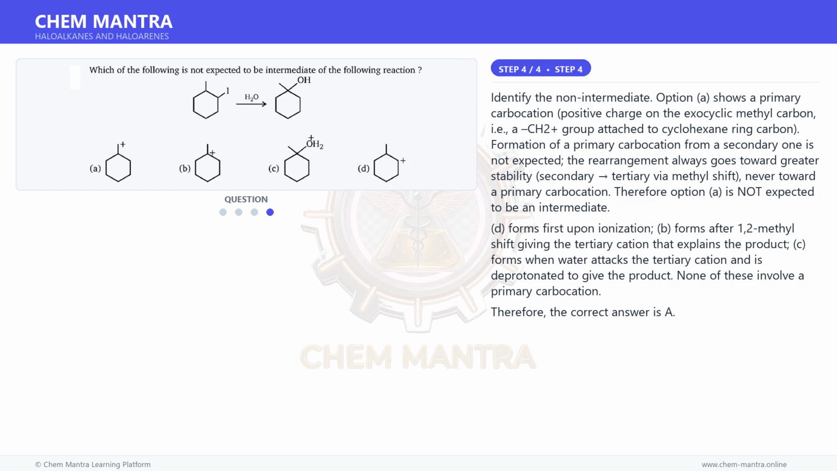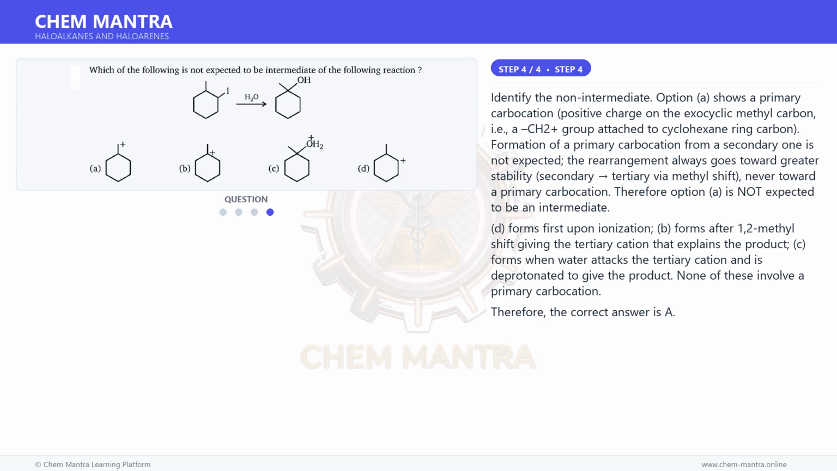Option A shows a primary carbocation, positive charge on the exocyclic methyl carbon, i.e., a CH2+ group attached to a cyclohexane ring carbon. Formation of a primary carbocation from a secondary one is not expected. The rearrangement always goes toward greater stability, secondary to tertiary via methyl shift, never toward a primary carbocation. Therefore, option A is not expected to be an intermediate.